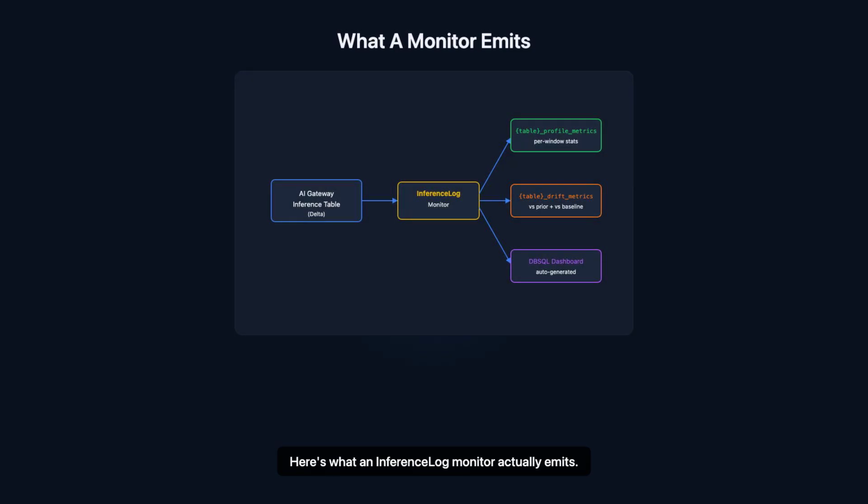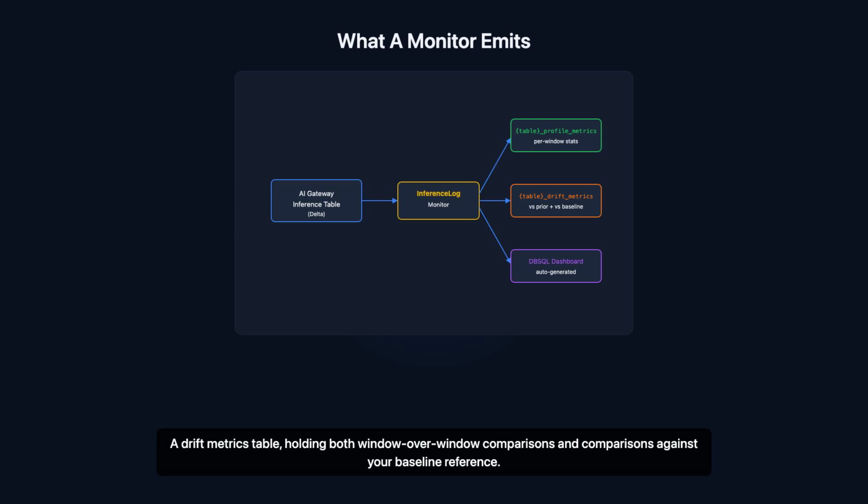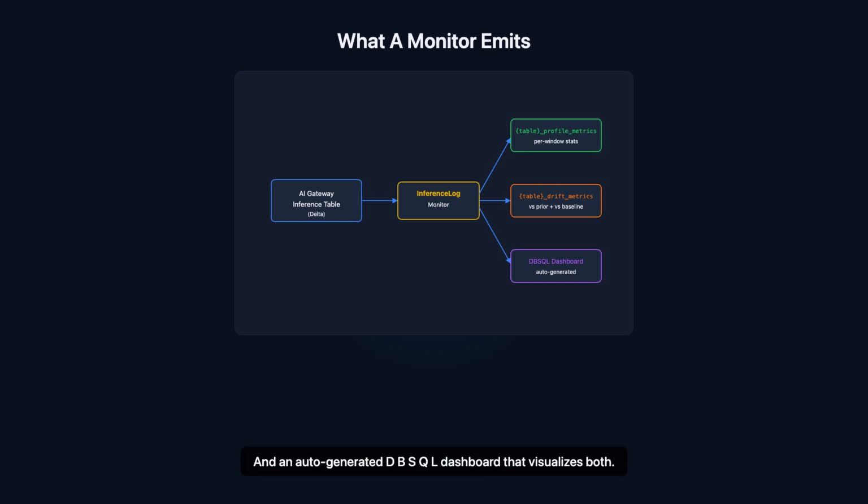Here's what an inference log monitor actually emits. You start with the AI Gateway Inference Table. That's the delta table on the left. You attach an inference log monitor to it. The monitor produces three things automatically: a profile metrics table, holding per window summary stats like means, quantiles, and counts, a drift metrics table, holding both window-over-window comparisons and comparisons against your baseline reference, and an auto-generated DBSQL dashboard that visualizes both. The dashboard is what you hand to the SOC 2 auditor. The metric tables are what you alert on with DBSQL alerts that fire workflows when thresholds break.